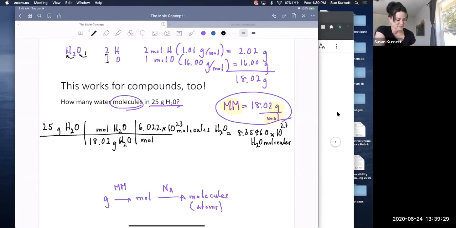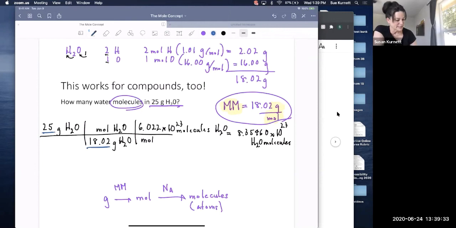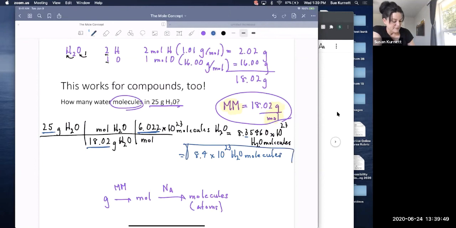It's an investment. Okay, so I have 2 sig figs, 4 sig figs, 4 sig figs. My answer is 2.8.4 times 10 to the 23 water molecules, or molecules of water, however you want to write it. But I have to report both the number and the units. Questions?